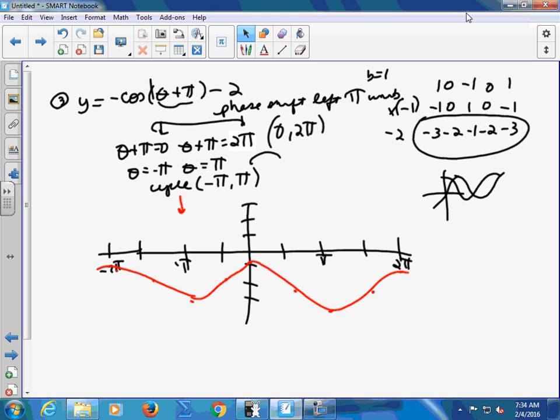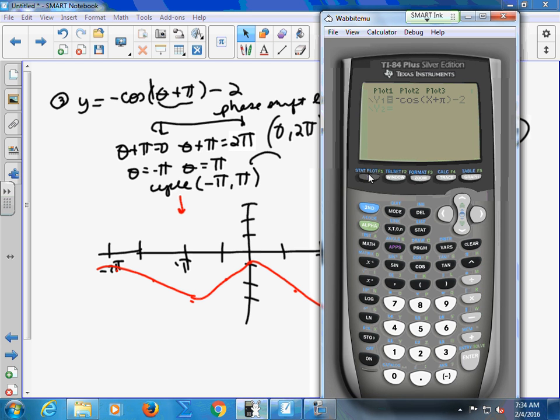Can you go to the water source real quick? Just want to make sure mine's the same because I found this earlier. It's just negative cosine in parentheses x plus pi, right? Yes, -2.